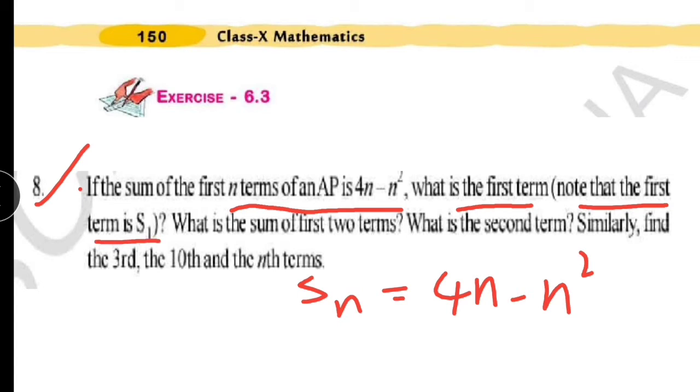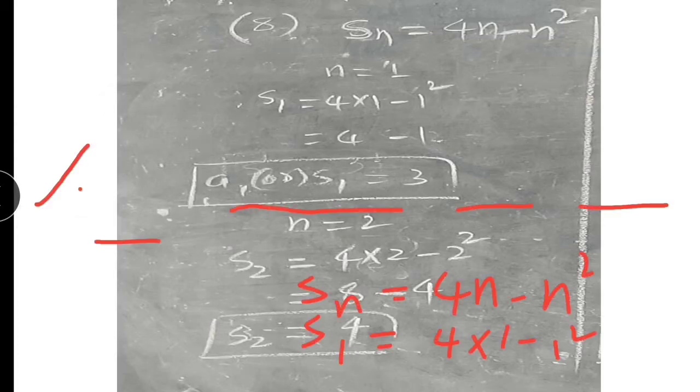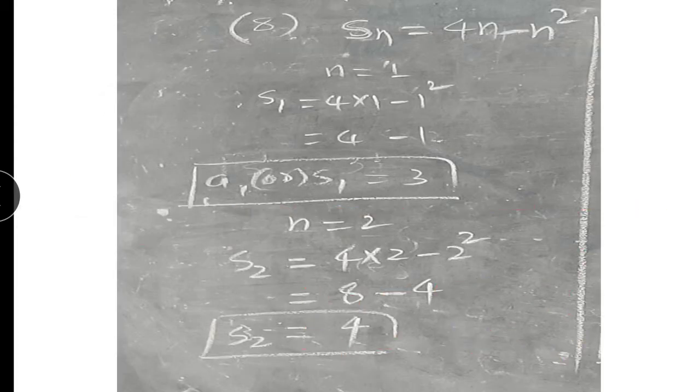So that means substitute n equals 1. S1 equals 4 into 1 minus 1 square. 4 minus 1, answer 3. So S1 equals 3. And here S1 is denoted with A1 also.